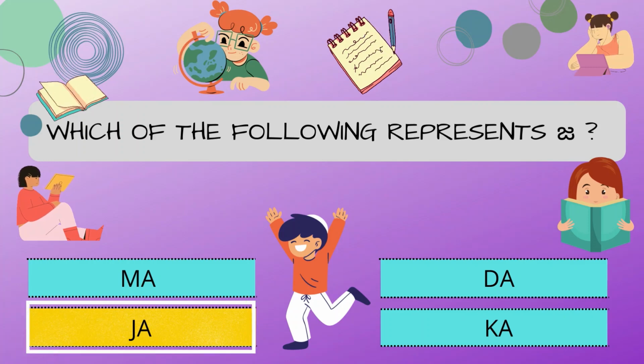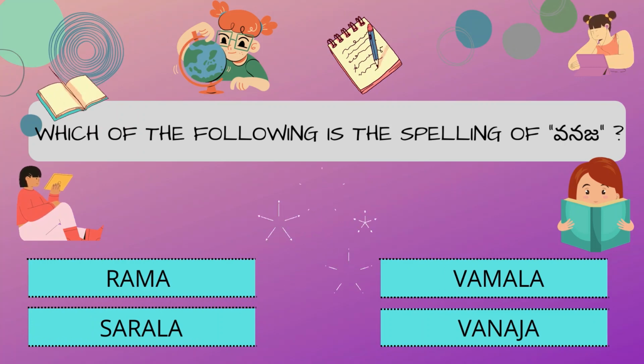Answer is C JA. Last question, which of the following is the spelling of Vanaja? Option A RAMA, B VAMALA, C SARALA, D VANAJA. 5, 4, 3, 2, 1, 0.